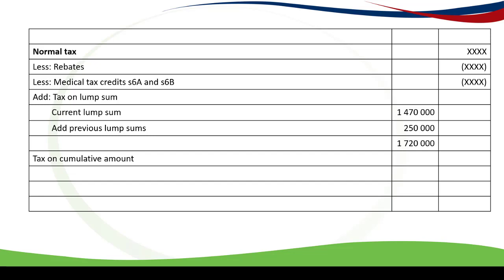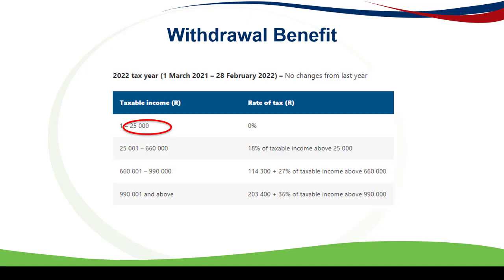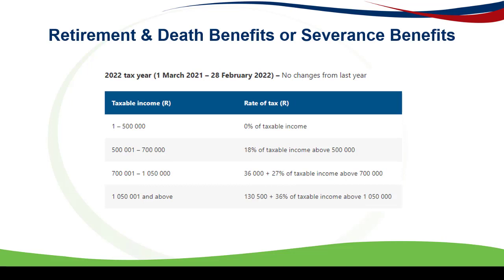Now remember, it's very important which table you use, because if we have a look at the withdrawal benefit table, we'll see that only the first 25,000 rand has a 0% rate of tax. Now for this example, it's not a withdrawal benefit. The taxpayer, Mr. T, retired from the fund, so we're not going to use the withdrawal table. We're going to use the retirement and death benefits or severance benefit tables. And you'll see there that the first 500,000 rand is exempt from tax, or taxed at 0%.